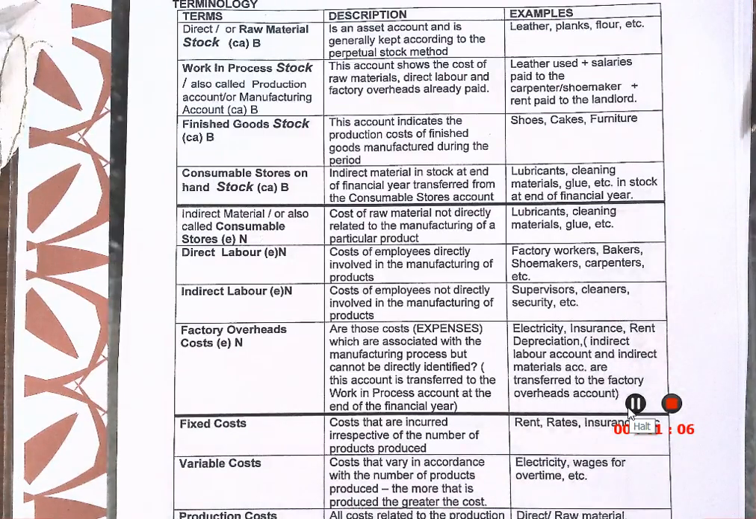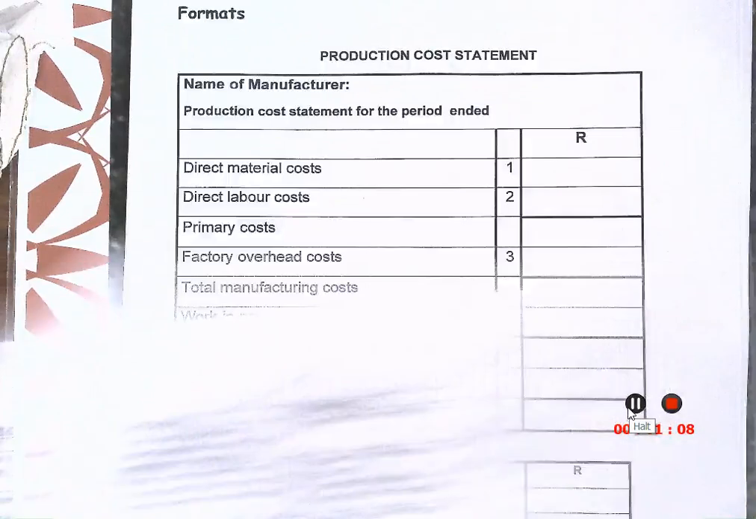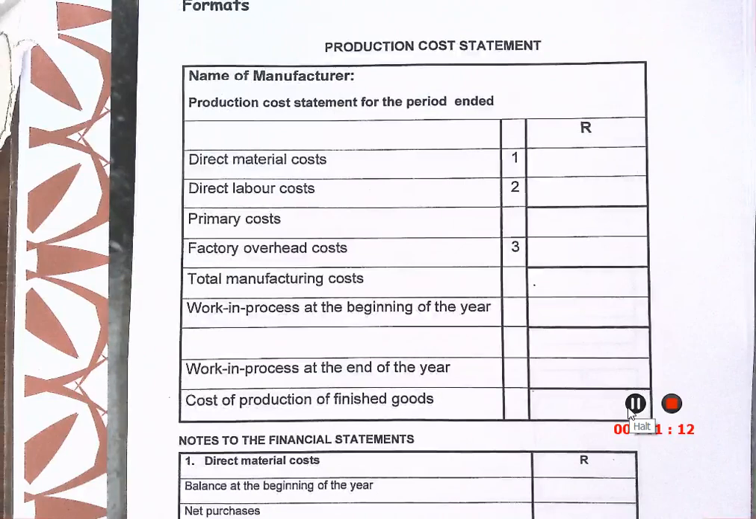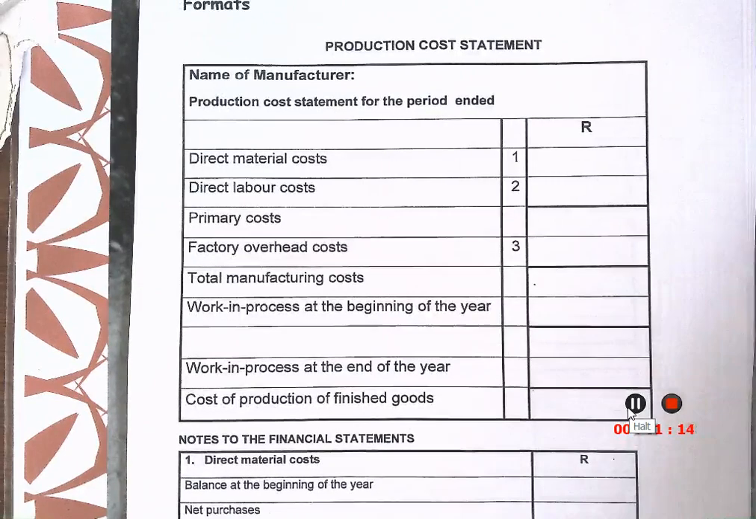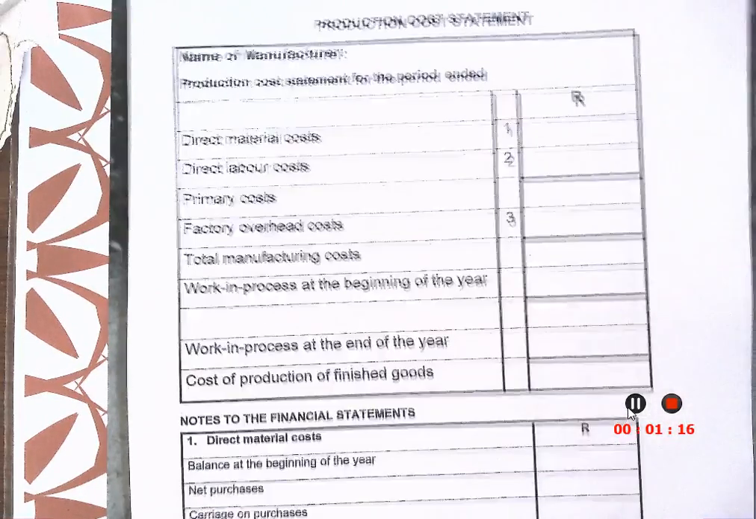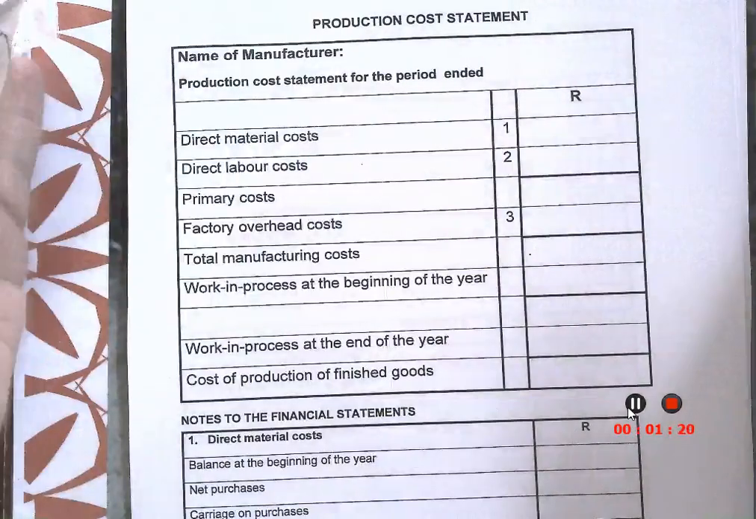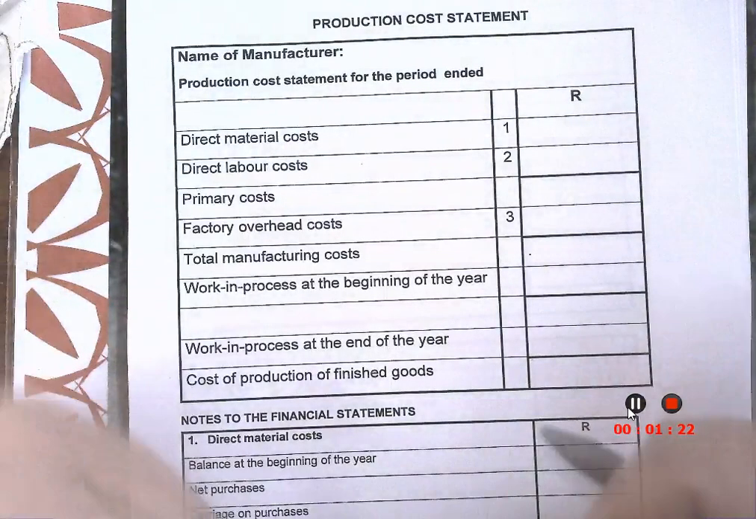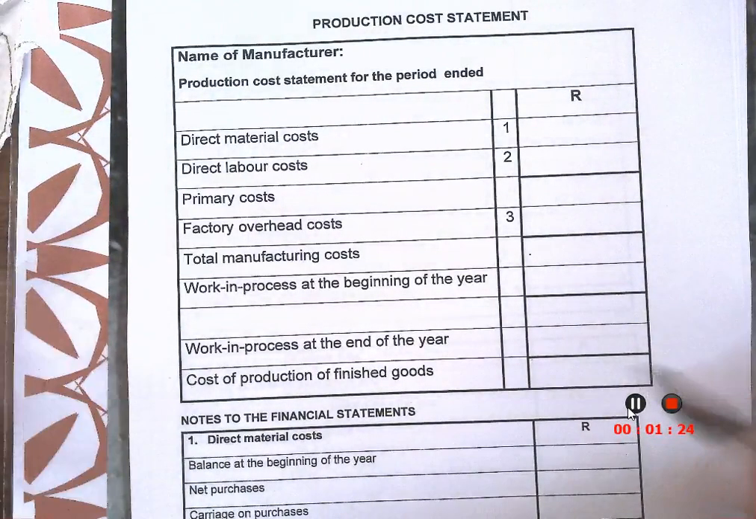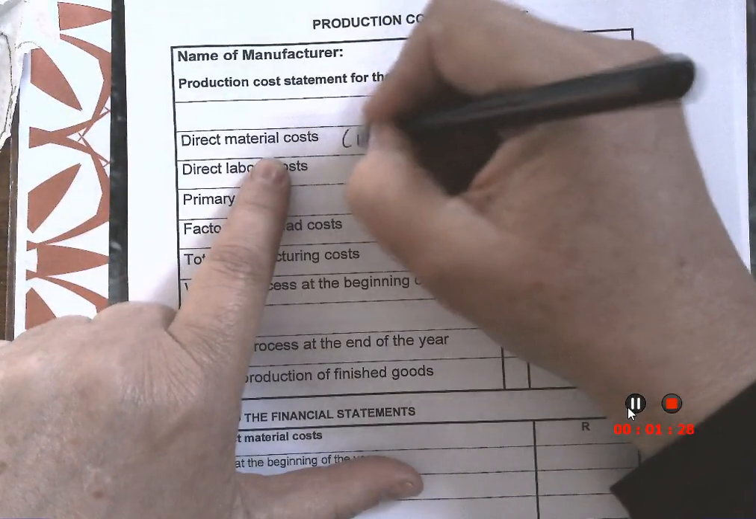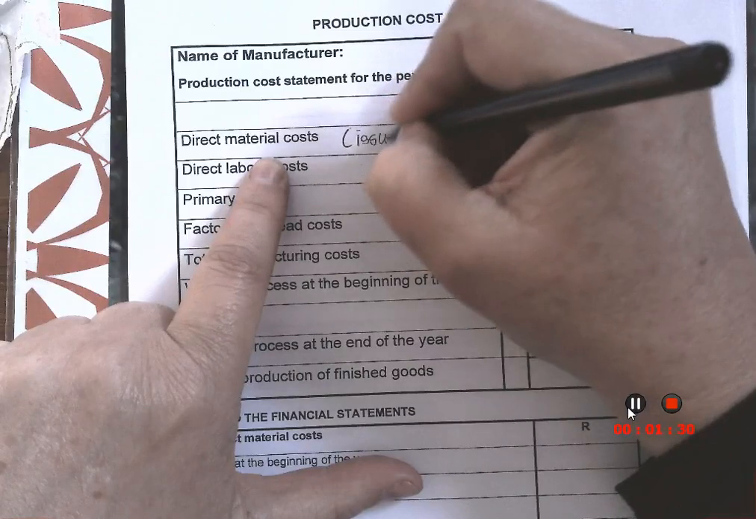Okay, let's go on to the exercise. So, this is your format. A production cost statement is basically, remember when I showed you the work in process T account? It's basically the work in process. So we start with the direct material cost. This is the direct material that was issued.